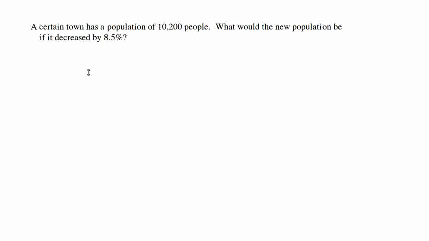So yes, we're going to want to find 8.5% of 10,200, but that's not going to be the new population. That's going to be how much the population decreased. Okay, so we're going to have to solve this intermediate problem. What is 8.5% of 10,200? Okay, but the answer to that question is not going to be the answer to the original problem. So let's do that. So mystery number equals 8.5% multiplied by 10,200.